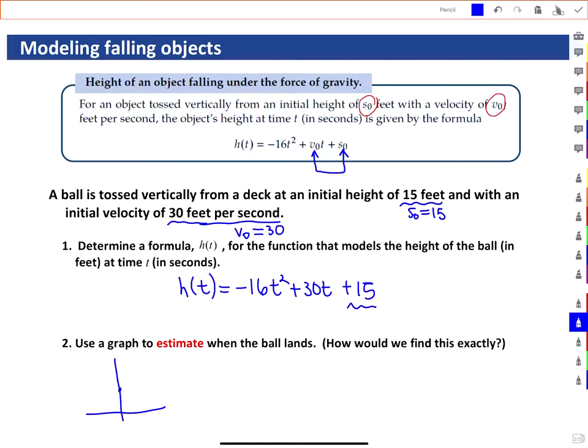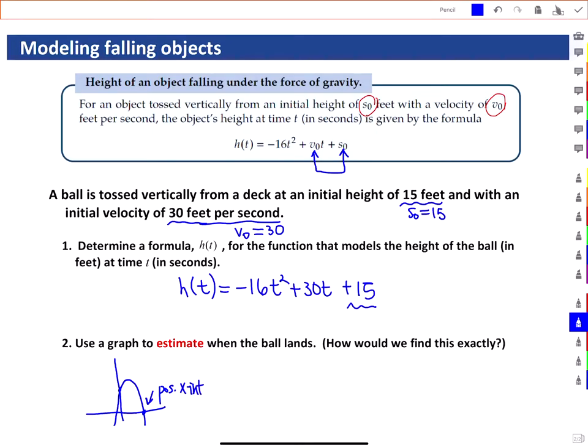Now maybe that's our vertex, but I'm guessing not, right? So that means the ball must be going up and coming back down. But because it's a parabola, it's also going in this direction. But in real life, this negative part over here doesn't make any sense. So the ball lands when it hits the ground, right? So when our height is 0. So that means we're going to be looking over here for the positive x-intercept.